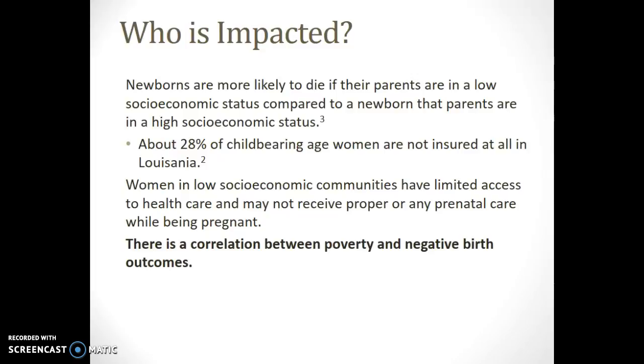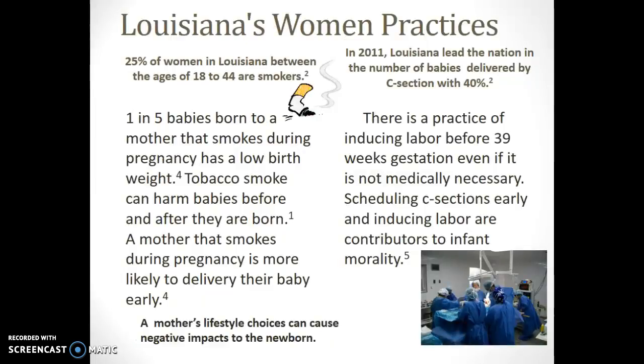Women in low socioeconomic communities have limited access to health care and may not receive proper or any prenatal care while being pregnant. Some examples are the women may not have money to pay for transportation to attend their appointments every month, or they may not be able to take off work to go and see the doctor. There is a correlation between poverty and negative birth outcomes.